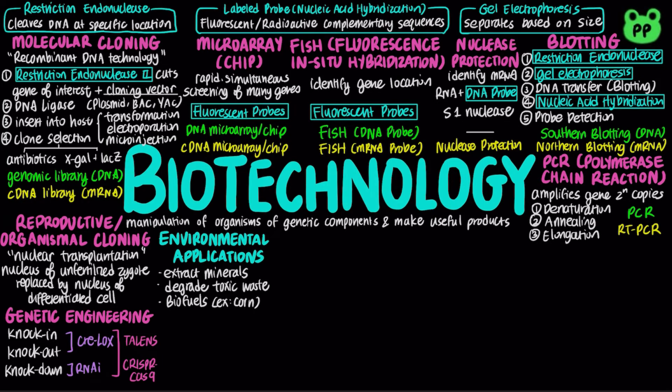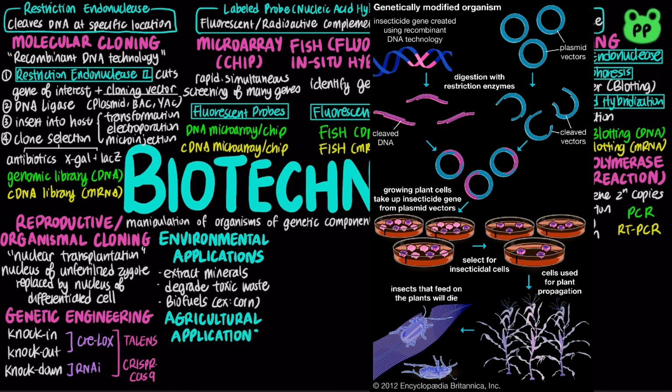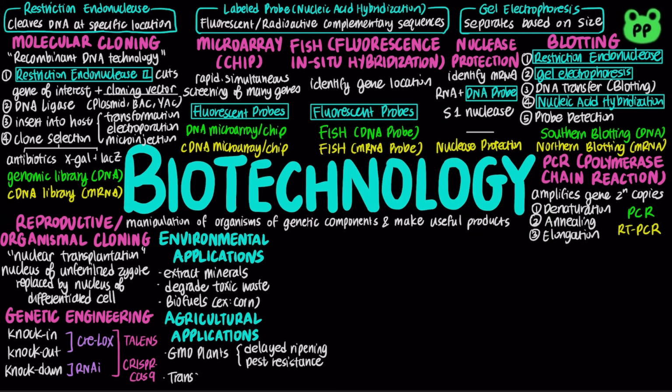For agricultural applications, genetic engineering creates genetically modified organisms, abbreviated as GMO plants, with desirable traits, such as delayed ripening, resistance to spoilage, resistance to diseases, pests, and droughts. Genetically modified plants are created through the Ti plasmid. On the other hand, genetic engineering of transgenic animals speeds up the selective breeding process.